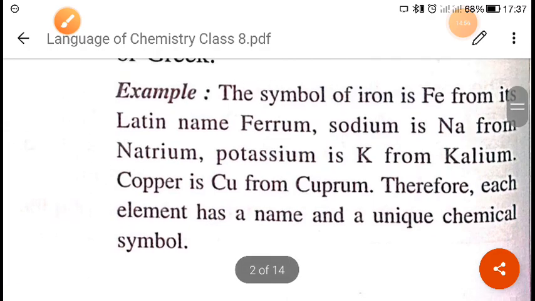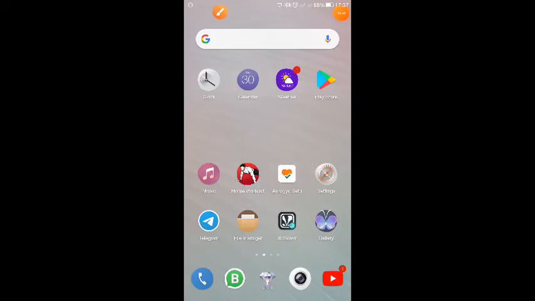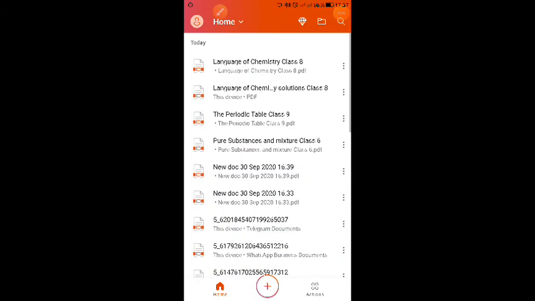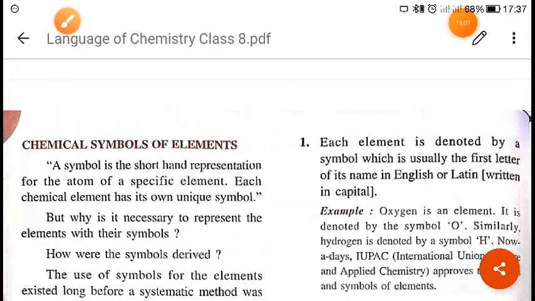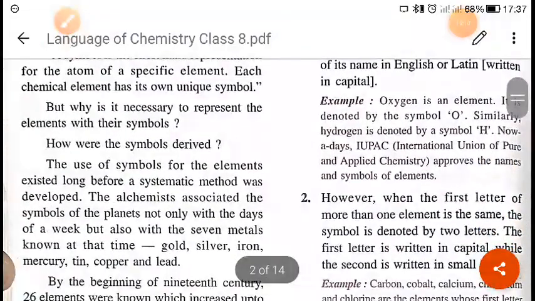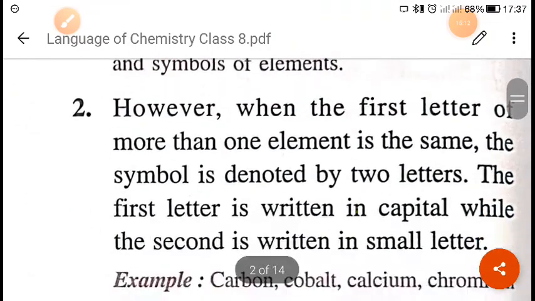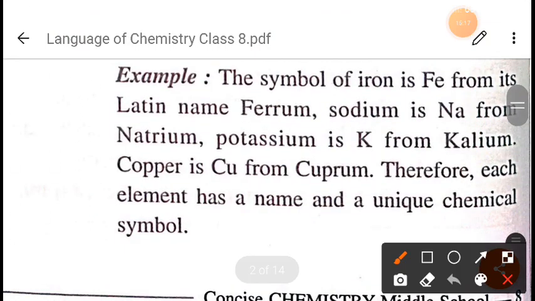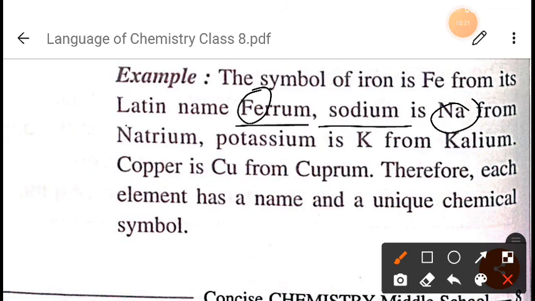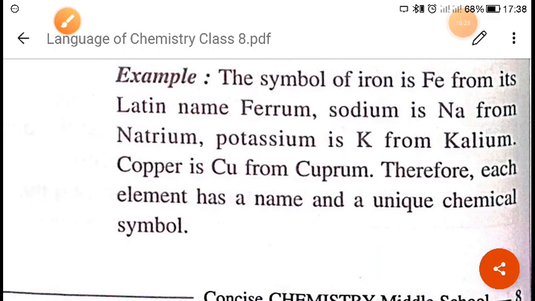I hope you have understood this. For iron, we have taken from the Latin name ferrum, Fe. For sodium, natrium, Na. Kalium, K, for potassium. Cuprum for Cu, copper. I hope you have understood this.